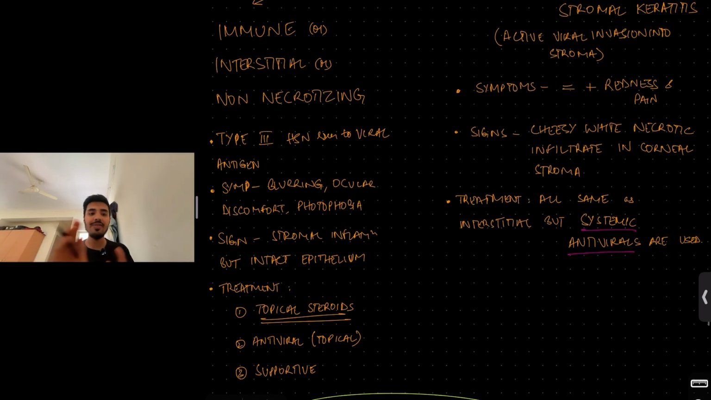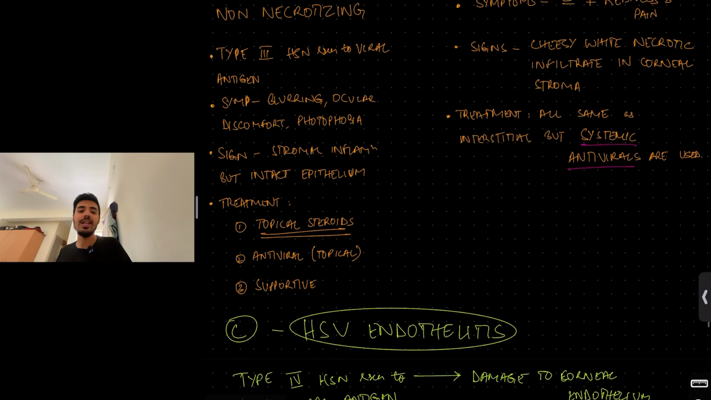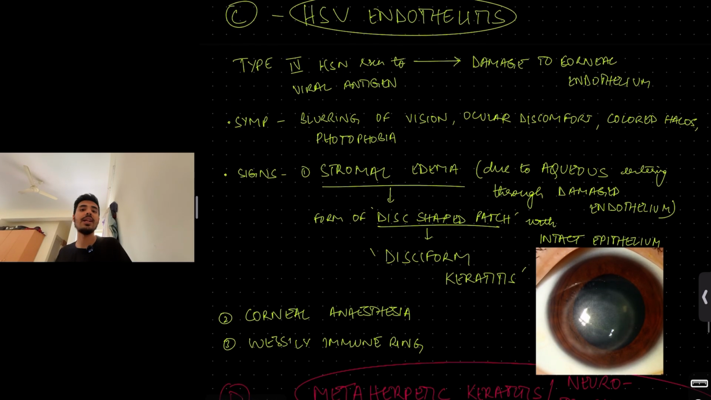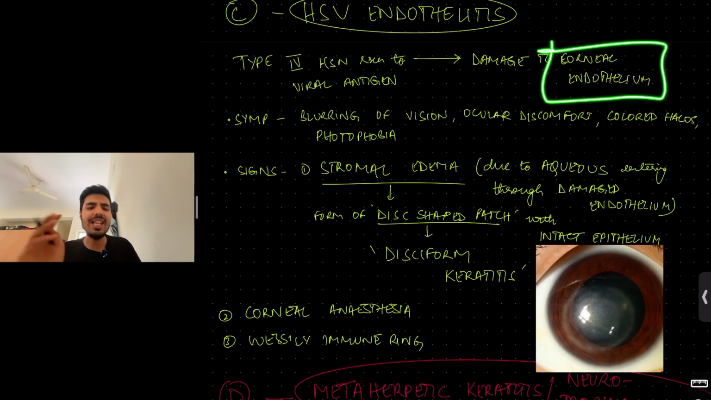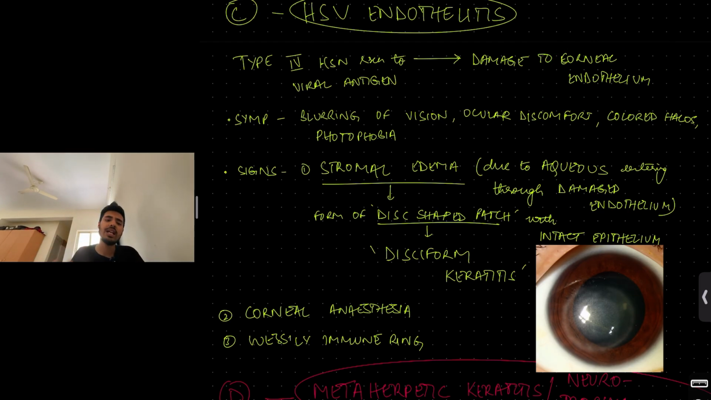Now once we're done with the stroma, we go to the corneal endothelium, HSV endothelitis. HSV endothelitis is a type 4 hypersensitivity reaction to the viral antigen in the corneal endothelium. Any type 4 hypersensitivity reaction eventually leads to chronic damage to the tissue, right? Symptoms again the same: blurring of vision, ocular discomfort, photophobia, irritation, watering. But an important thing here is colored halos. Why colored halos? Because of corneal edema, stromal edema.